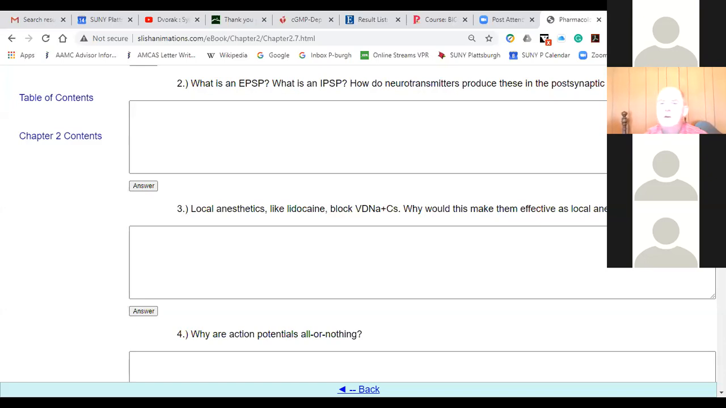Okay. So what ions produce an EPSP? Na+. Right. Sodium. What ions can produce an IPSP? Chlorine and potassium. Right. Good.